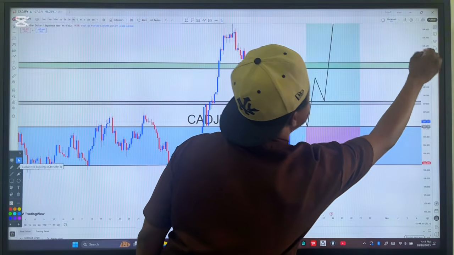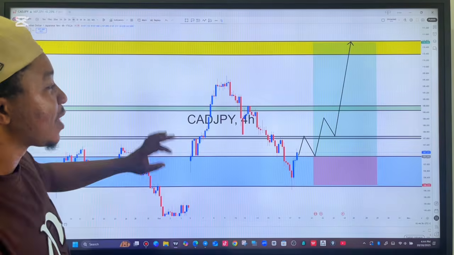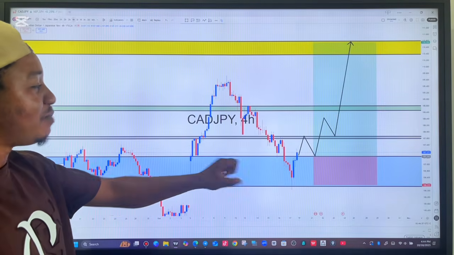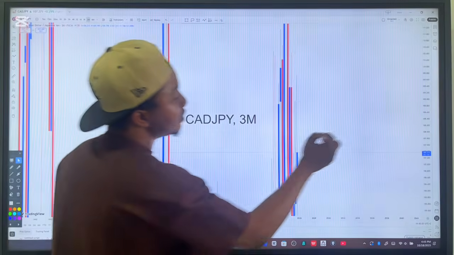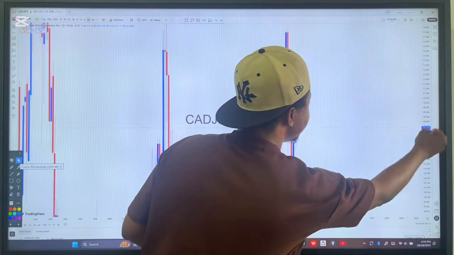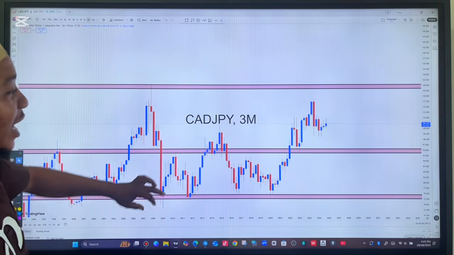Alright, so this is also CAD JPY. What are we looking for? We are looking for a buying opportunity on this pair. Now, CAD JPY, why am I looking for a buying opportunity on this pair? Let's find out as we take it all the way to the 3 months time frame and also break it down. Now, this is the 3 months time frame of CAD JPY.